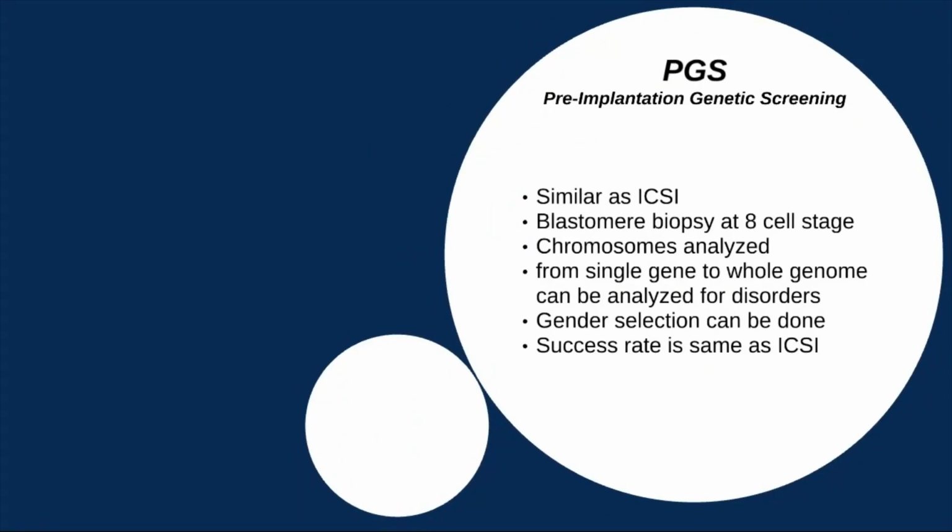The PGS is another technique we call pre-implantation genetic screening, when we need to know whether there is any abnormality, or there is a history of some abnormal fetus or recurrent miscarriages, abnormal babies in the family, or there is repeated IVF failure or ICSI failure. We can jump on to pre-implantation genetic screening.